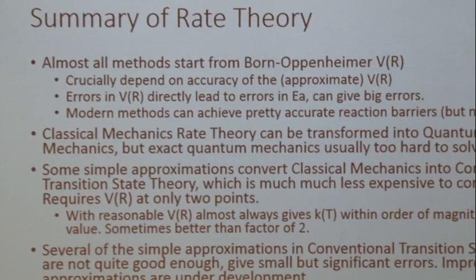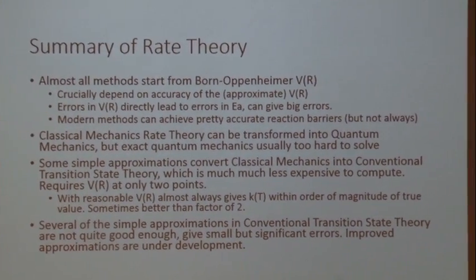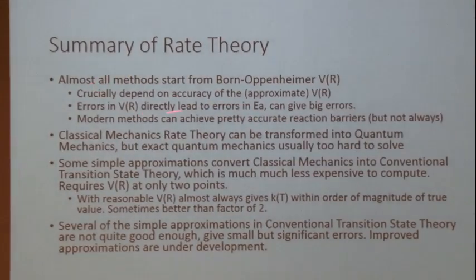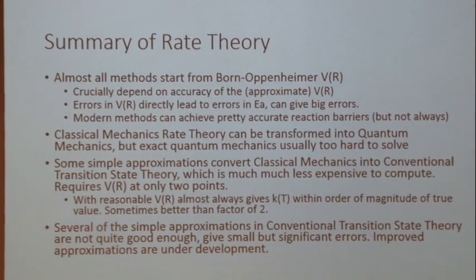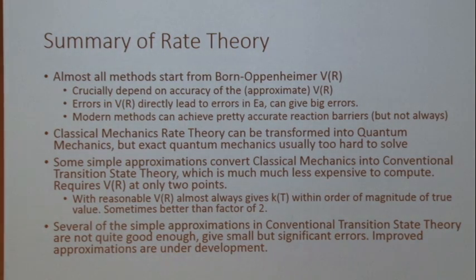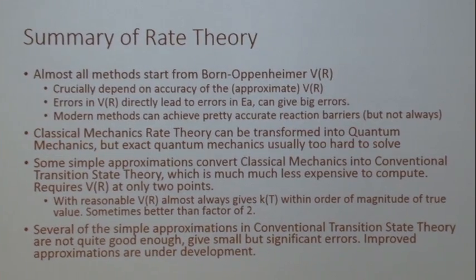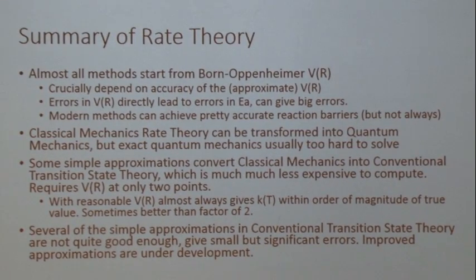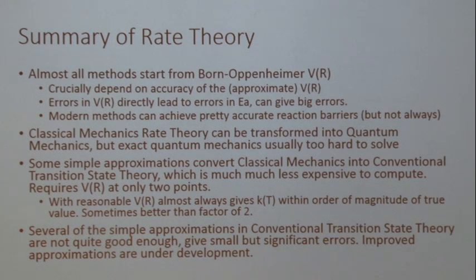All right, summary. Almost everything that we would ever do would start from the Born-Oppenheimer approximation, and we would use the V of R's that we get from quantum chemistry code. The predictions are going to depend very crucially on how accurate those V of R's are. And this is a big problem. Historically, this was always the biggest source of error. In recent years, some of the quantum methods have gotten so good that this is no longer the biggest error. And instead, it's just comparable to a whole bunch of other errors in the approximations.